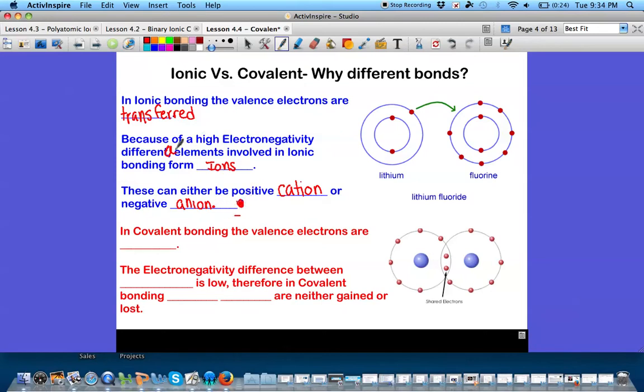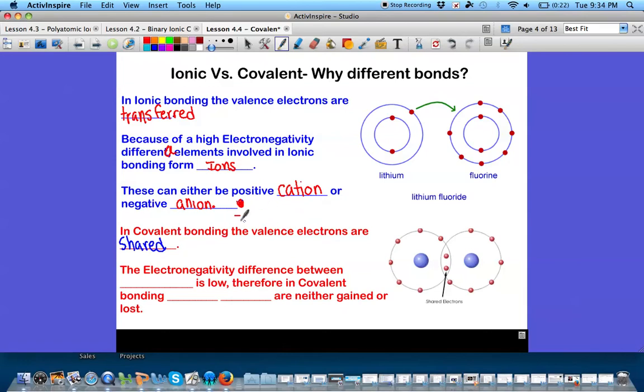In covalent bonding, the valence electrons are shared. The prefix co means to share. If you've been a co-captain of a team, you share that position with someone else. My 8th grade basketball team was co-city champs. We shared that title with another school in town.